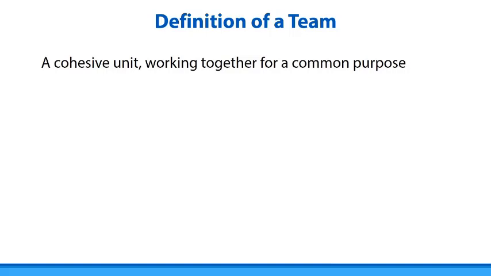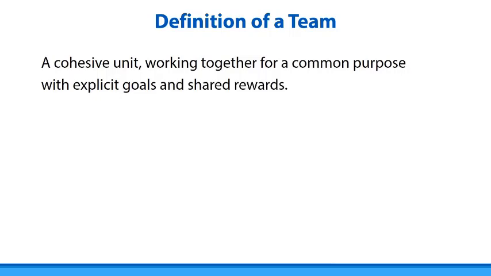Guess whose job that is? You have to determine what the common purpose is and make sure that they actually work on it together. And explicit goals. It's critical that you have a vision for your team of what they're supposed to do. If you don't have a vision for them, how will they know how to get there? And shared rewards. The team that makes the goal together actually gets the reward together, and then they feel closer, they feel more bonded.